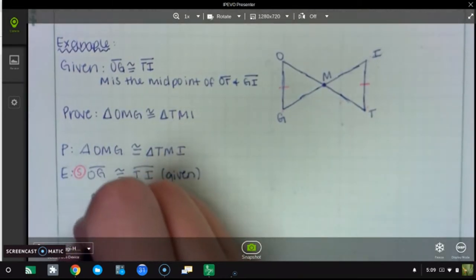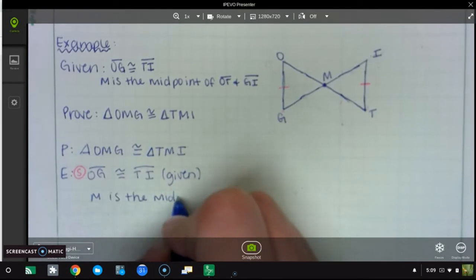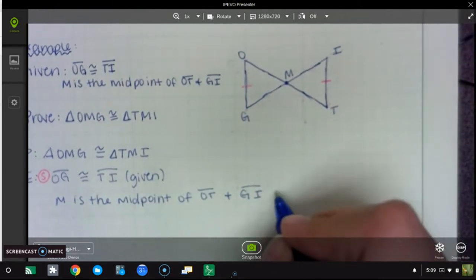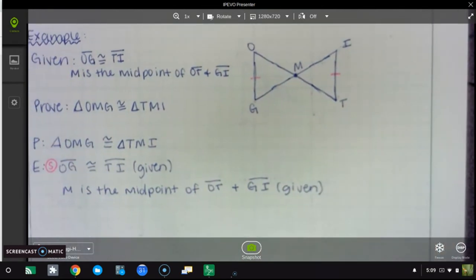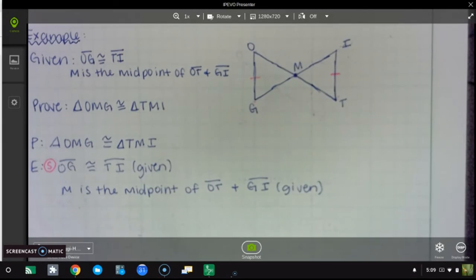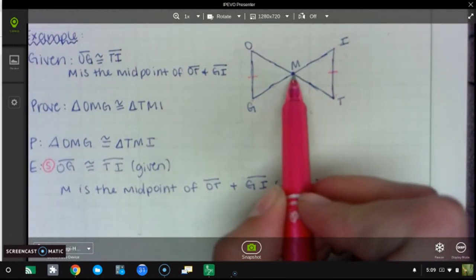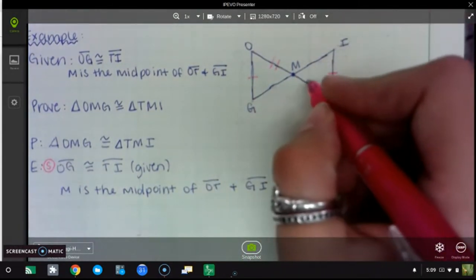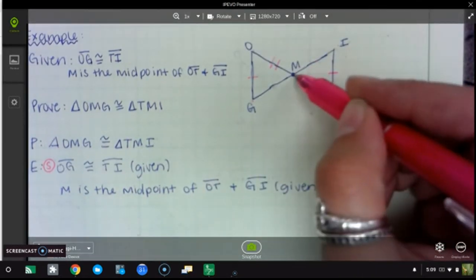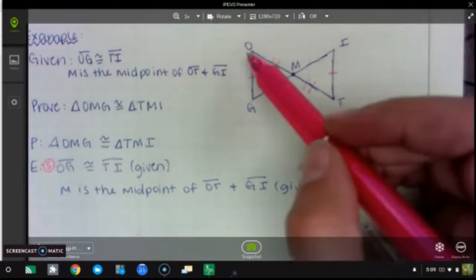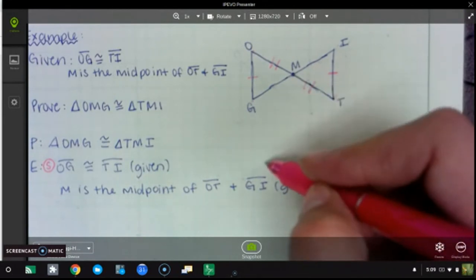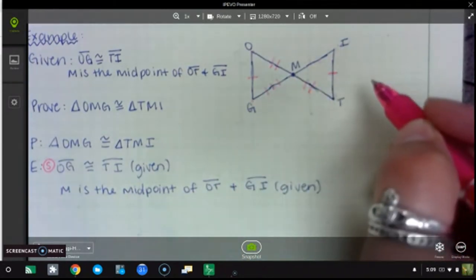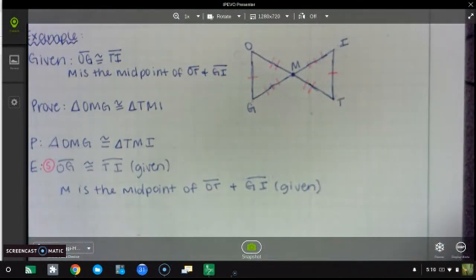My next given is M is the midpoint of OT and GI. And again, that was given to me. What does it mean to be a midpoint? To be a midpoint, it means that M is exactly half of OT. So that would tell me that OM is congruent to TM. Notice how I say OM is congruent to TM so that we keep our angles corresponding. So if OM is congruent to TM, because M is a midpoint, we also know that M is a midpoint of GI. What is congruent here? We know that GM is congruent to IM, right? So let's go ahead and write those down.